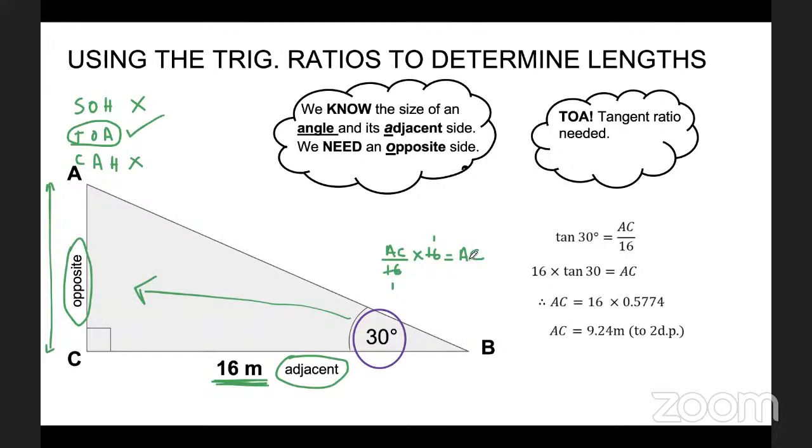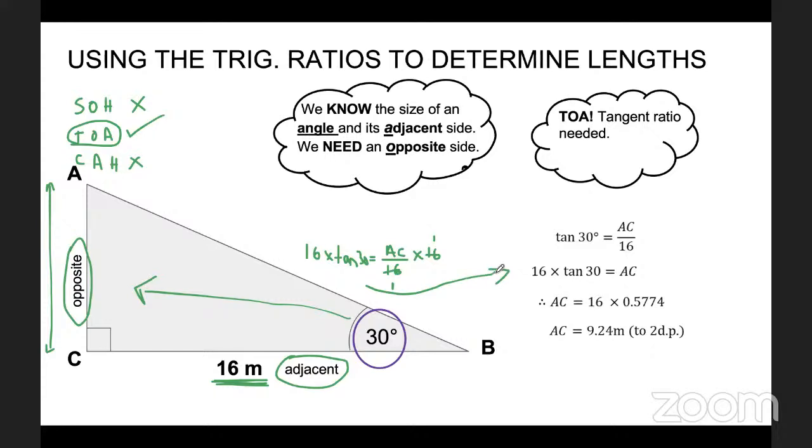But if I do something to the right side of my equation, what must I do? I must also do it to the other side. And that is why you end up with 16 multiplied by tan 30. Are we seeing that? Because I have to also multiply my tan 30 by the same 16. Everybody seen that? Yes, if my equation is to remain balanced. So now I end up with 16 multiplied by tan 30 equals AC.